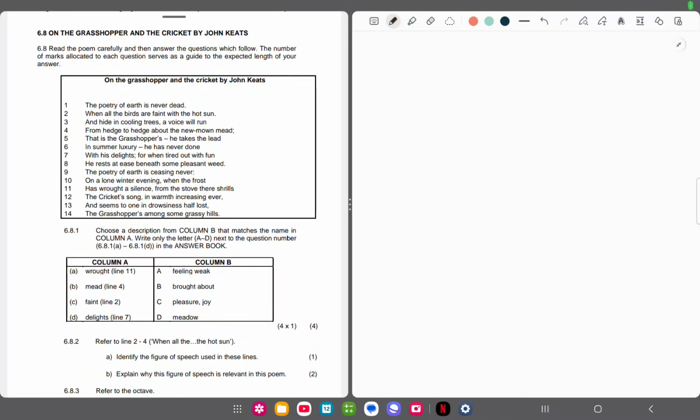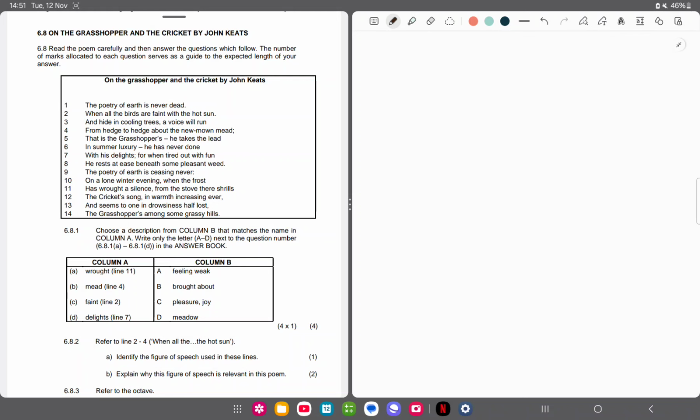Questions based on grade 12 poems. In this lesson, we will be answering questions based on the poem On the Grasshopper and the Cricket by John Keats. So as you know, we do not read the poem, but we instead jump straight through to the questions.